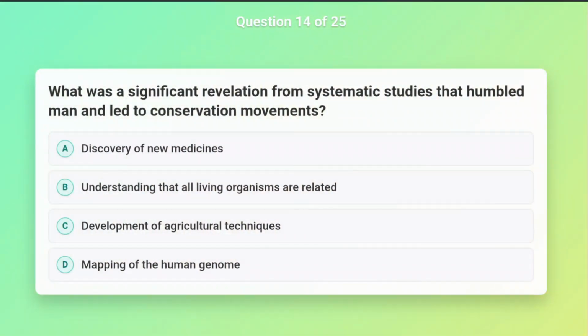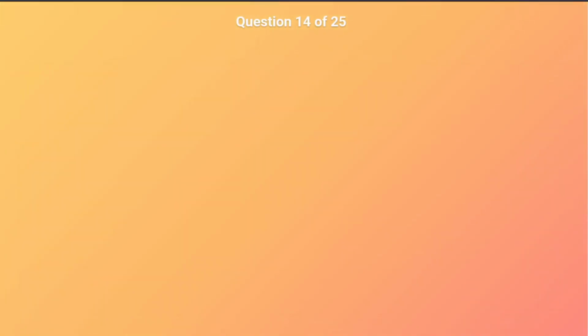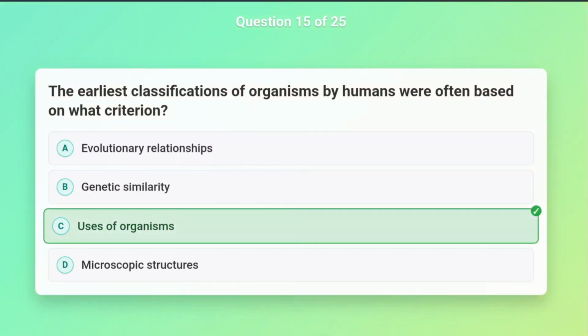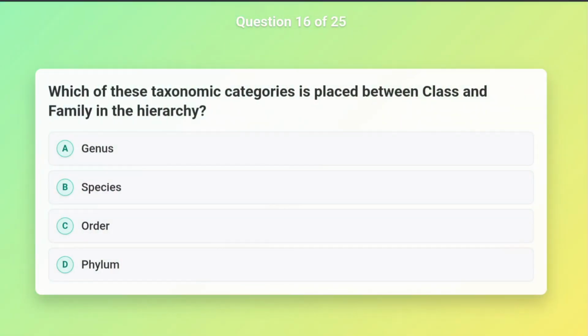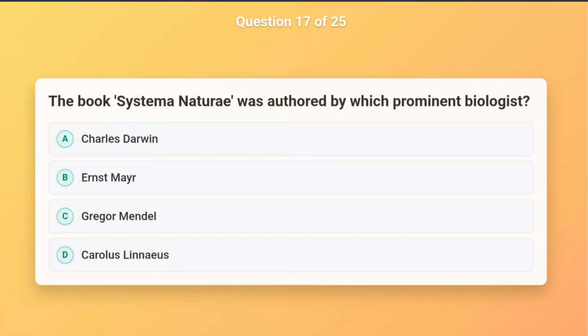What was a significant revelation from systematic studies that humbled man and led to conservation movements? Understanding that all living organisms are related. The earliest classifications of organisms by humans were often based on what criterion? Uses of organisms. Which of these taxonomic categories is placed between class and family in the hierarchy? Order. The book, Systema Naturae, was authored by which prominent biologist? Carolus Linnaeus.